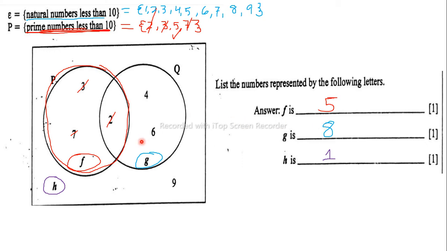And then for this one, H, well, H has to be 1, because if we look at the numbers in the universal set, we have everything. We have 2, 3, 5, 6, 7, 8, but we do not have 1. So H must be 1. And also, 1 is not a prime number, nor an even number. Very good. 1 is not prime and 1 is not even. So that's important.